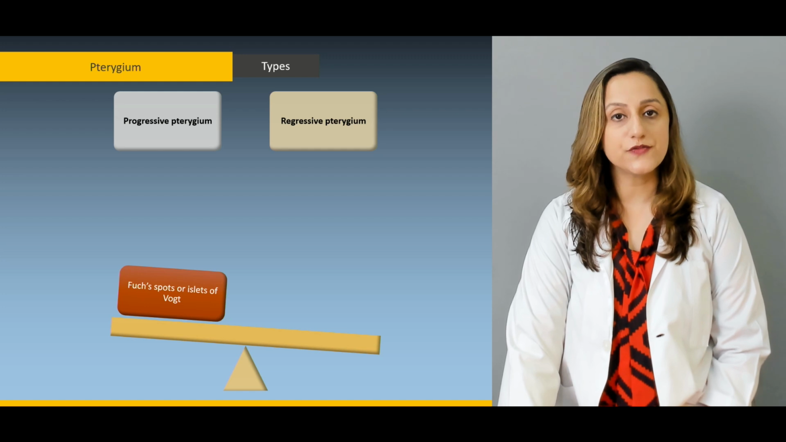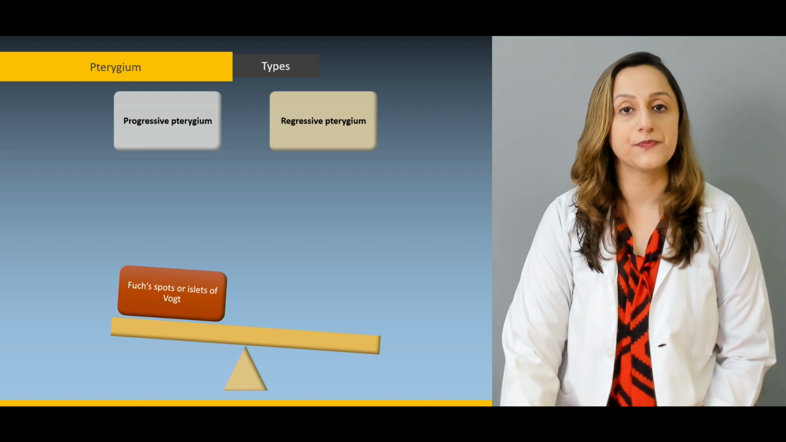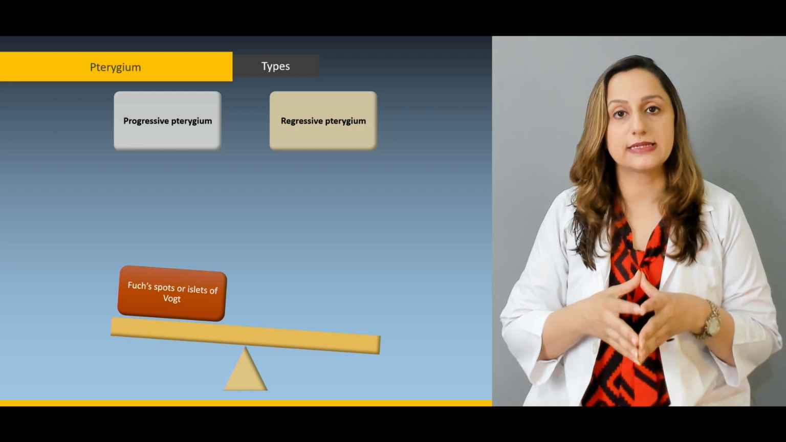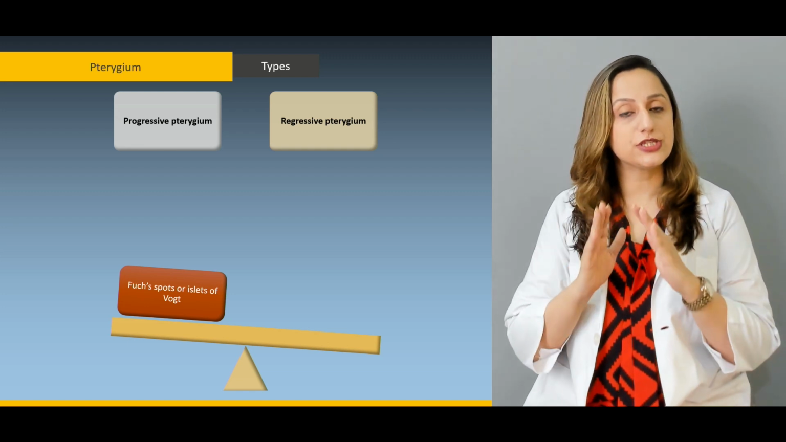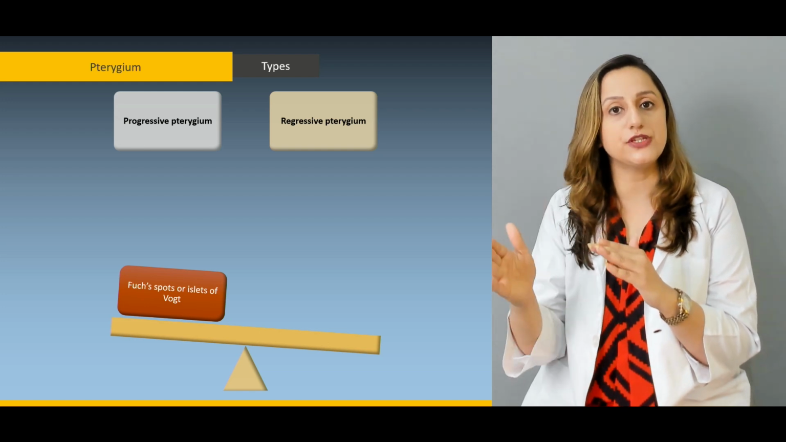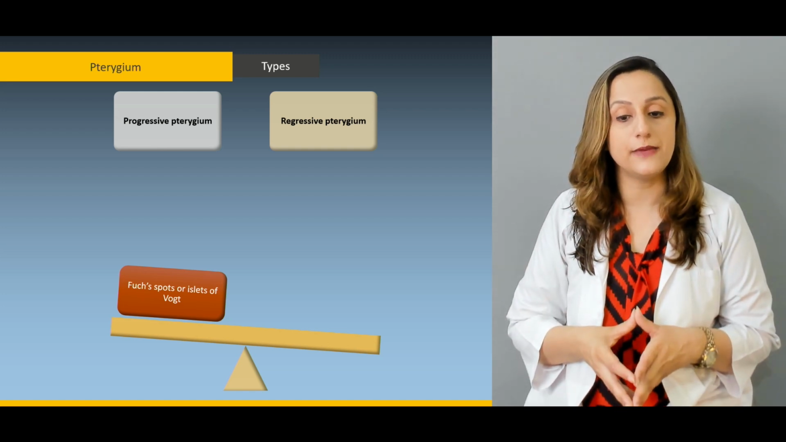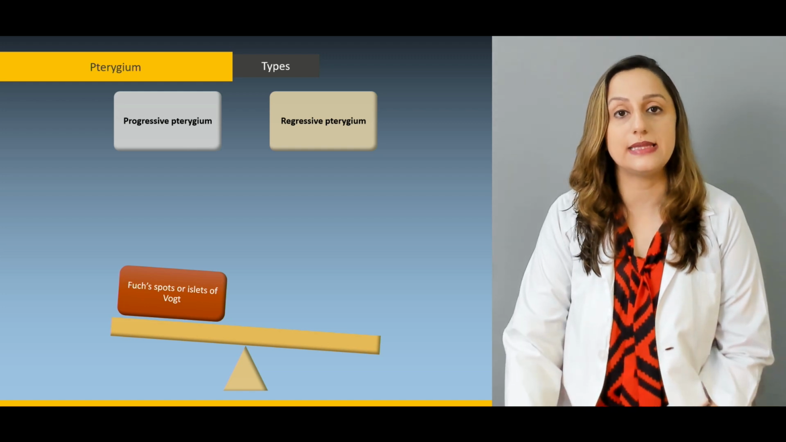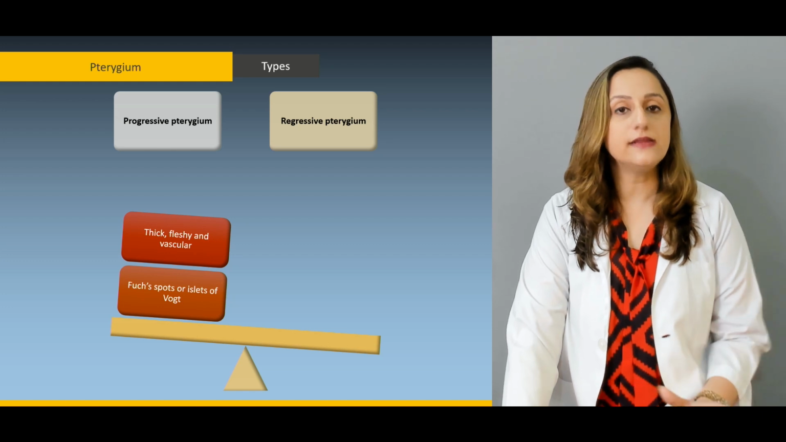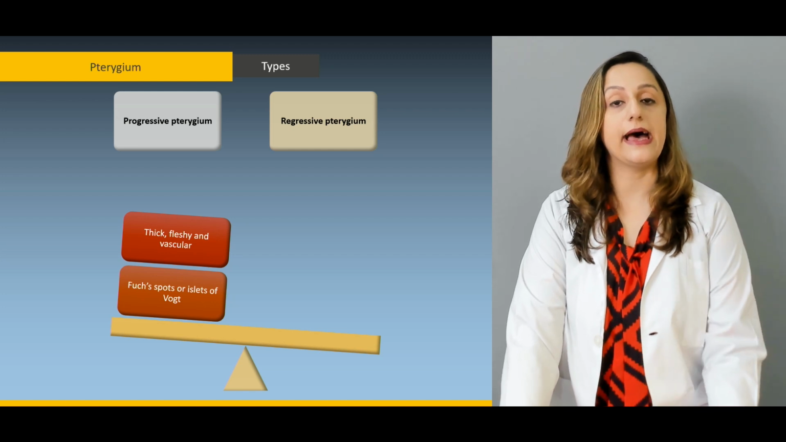The progressive kinds of pterygiums would have the fugue spots or the islets of Vogt. When we examine the pterygium, we're going to observe this triangular fold encroaching upon the cornea, and just anterior to the end of the head of the pterygium, there are going to be some whitish spots present that are basically known as the fugue spots, or also known as the islets of Vogt. The final appearance of the progressive kind of pterygium would be quite fleshy, thick, and vascular in its nature.